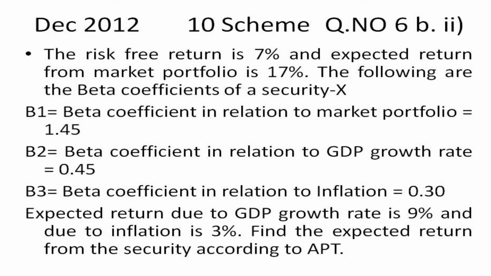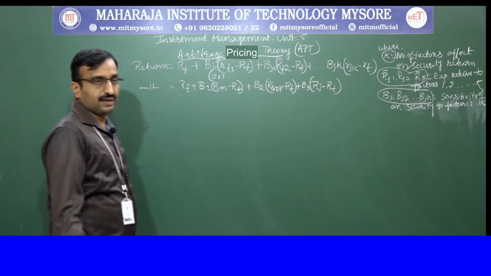This carries 5 marks. Let us solve. Here we have to consider the risk-free return. The risk-free return is given in the problem, beta 1, beta 2, beta 3 are also mentioned, and RM, the market return, is also given. Based on that we can go ahead, and RJ is the security return or security premium, you can take it as the security premium. Based on the data given, you take it.